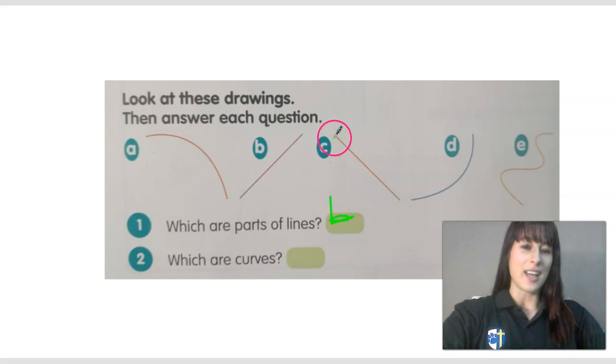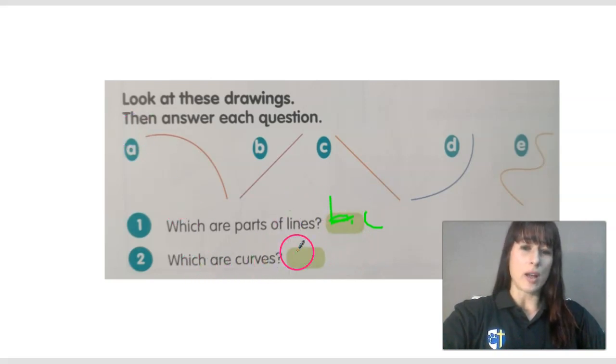Now for C, again, I'm going straight one direction. So also C is a part of a line. D, I don't think so. I would have to go different direction. And the same applies to letter E. So only B and C qualify as part of a line. Okay, these are parts of lines.